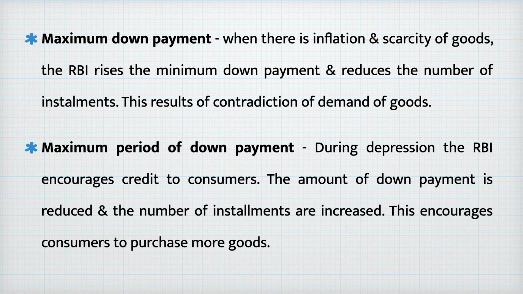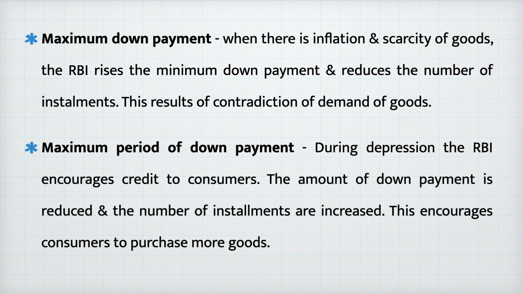The second case, there's just a mistake over there. Please note, it is maximum period of installment. It is not down payment, maximum period of installment. So during depression or deflation, the RBI encourages credit to customers. The amount of down payment is reduced and the number of installments are increased. So this encourages consumers to purchase more goods. Let's take the same example.